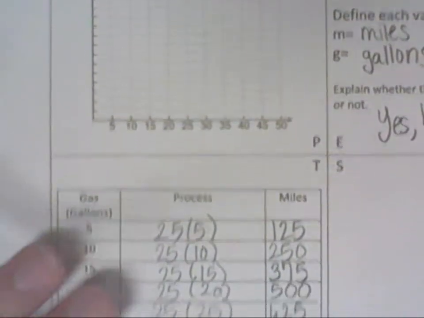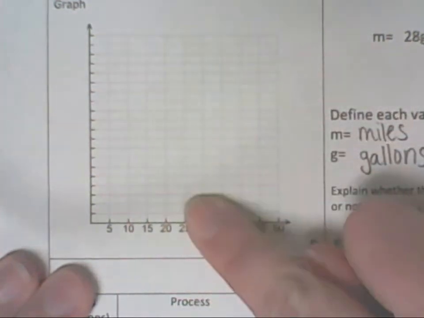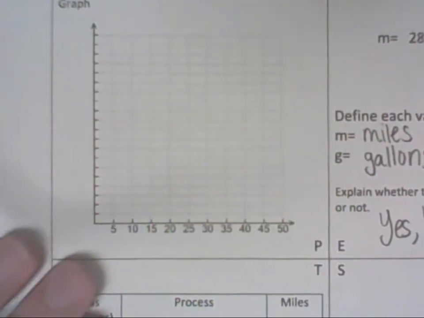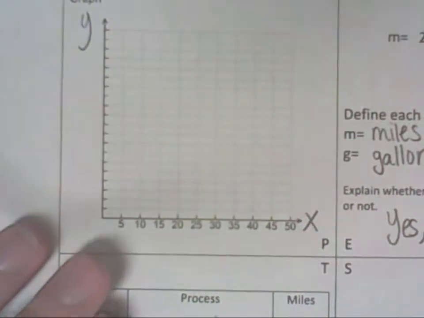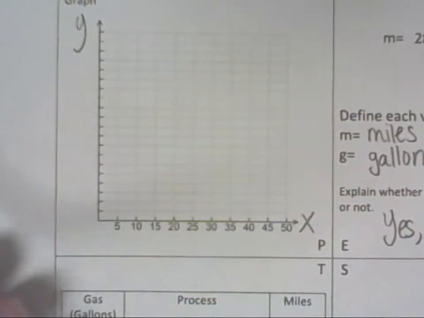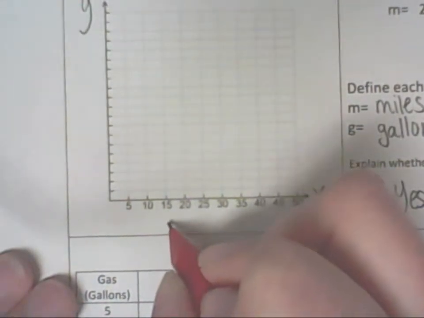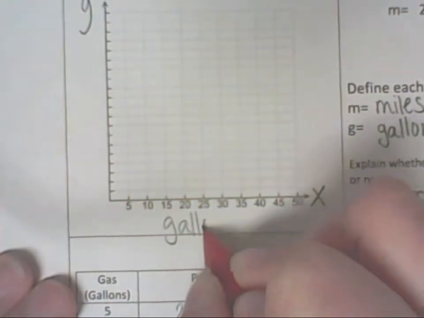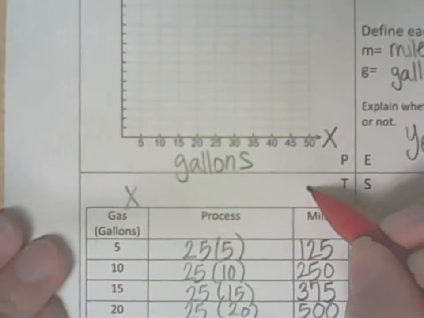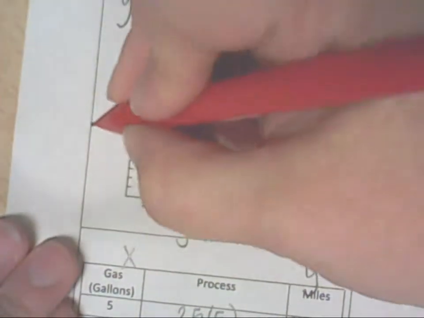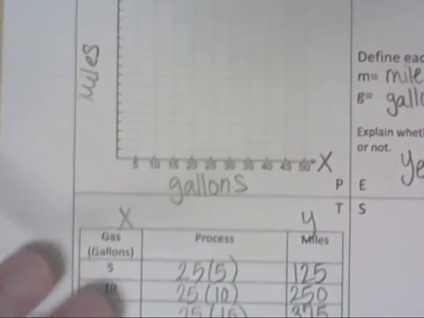Okay, now let's go ahead, and we know that we need to create a pictorial. This is our graph. It's our picture. So we want to label the x-axis and the y-axis, and we have to determine which one would be best on each line. I'm going to go ahead and say that the x is our gallons of gas, because that's what's listed here. And let's put our y for our miles. So our y will be our number of miles.